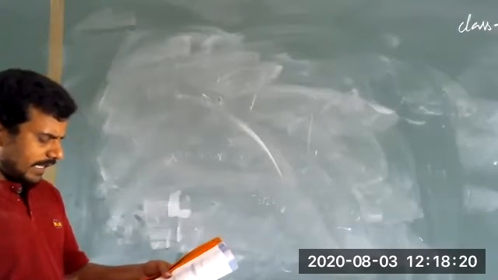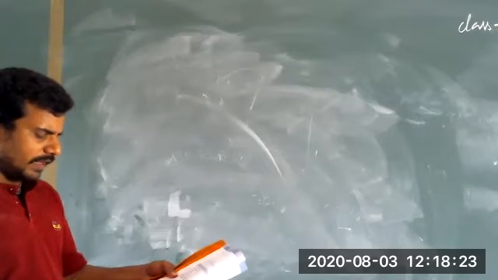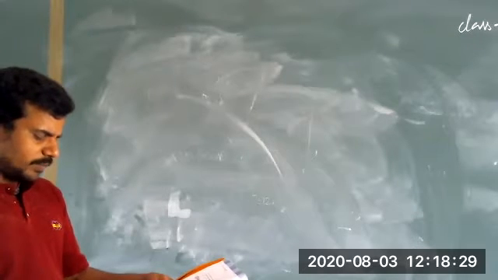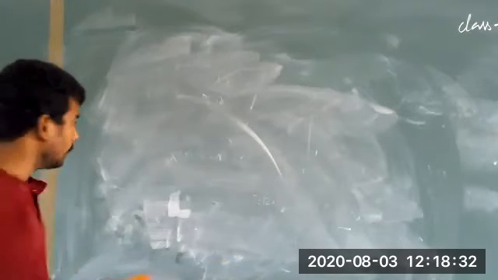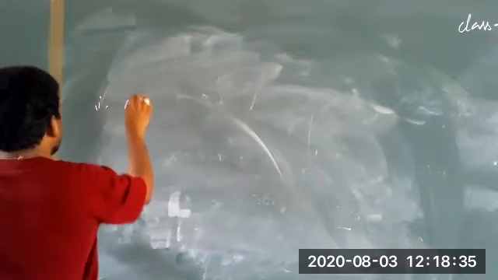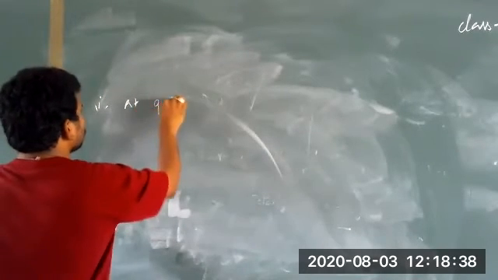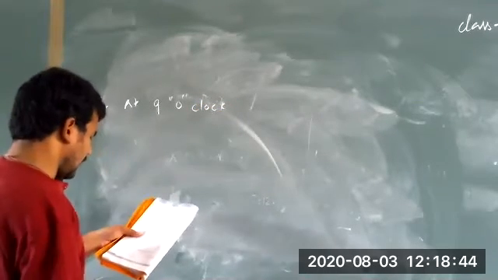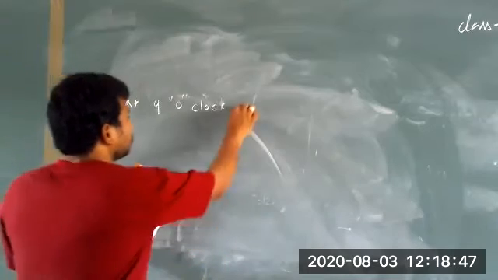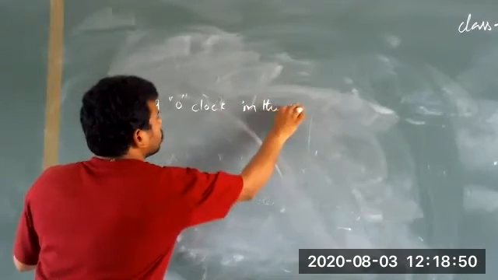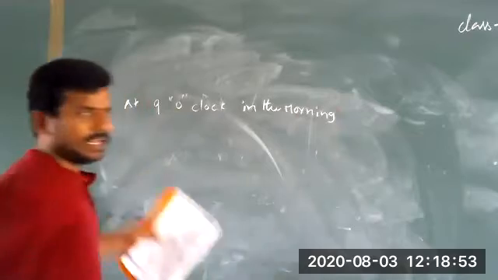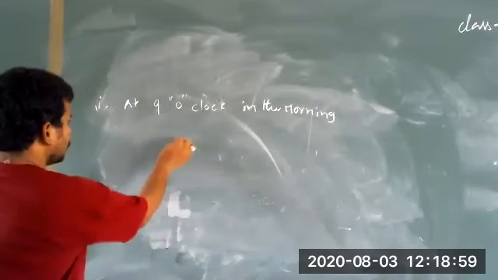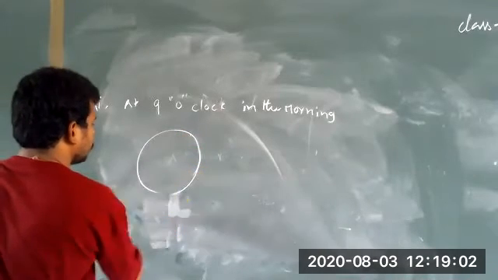Fourth problem: write the type of angle formed between the long hand and short hand of a clock at the given timings. Take the small hand as the base. First problem: at 9 o'clock in the morning. So you can say which type of angle this is. So first draw a clock.